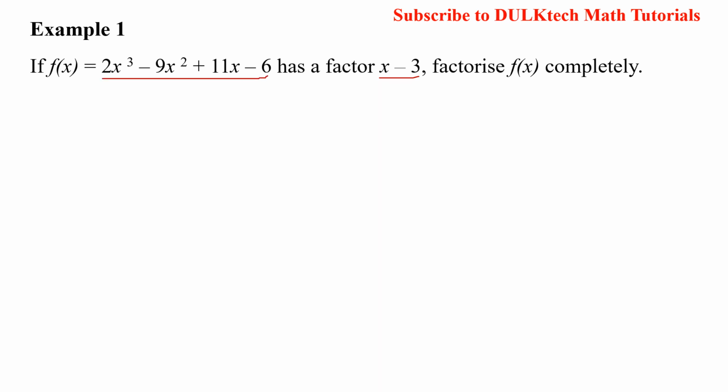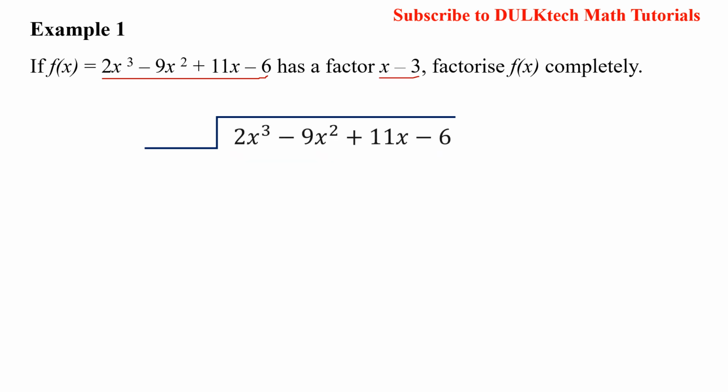Right, so what we are going to do is draw the long division lines like this. Then here we are going to write our dividend, which is f of x, like this. Then here we are going to write our divisor, which is x minus 3. So we are writing x minus 3 here like this.